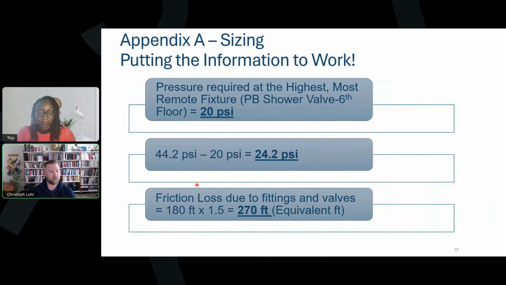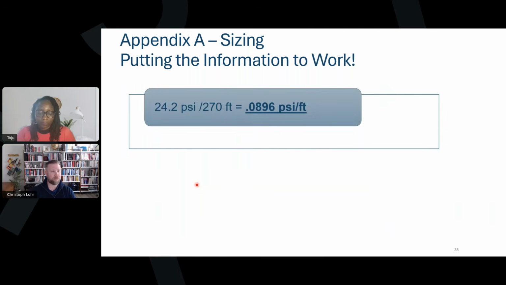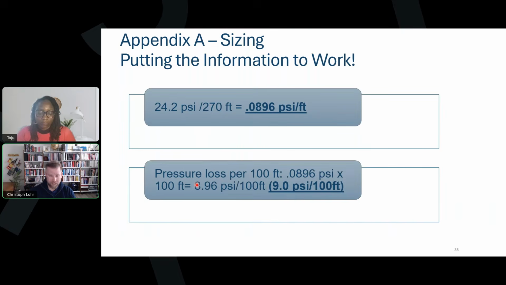And you have friction losses due to fittings and valves. So let's say you had 180 feet times a fitting factor of 1.5 equates to 270 feet. That's your equivalent feet. The next step is you take that available pressure of 24.2 PSI divided by 270 feet equals 0.0896 PSI per foot. Remember, we size typically based off of a PSI available per 100 lineal feet. So you take 100 feet times your 0.0896 PSI, and you're left with basically a 9.0 PSI per 100 lineal foot.